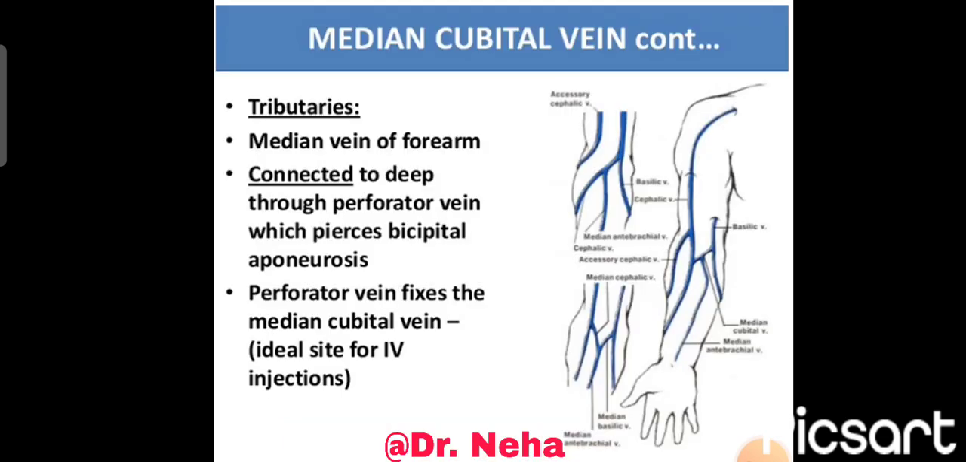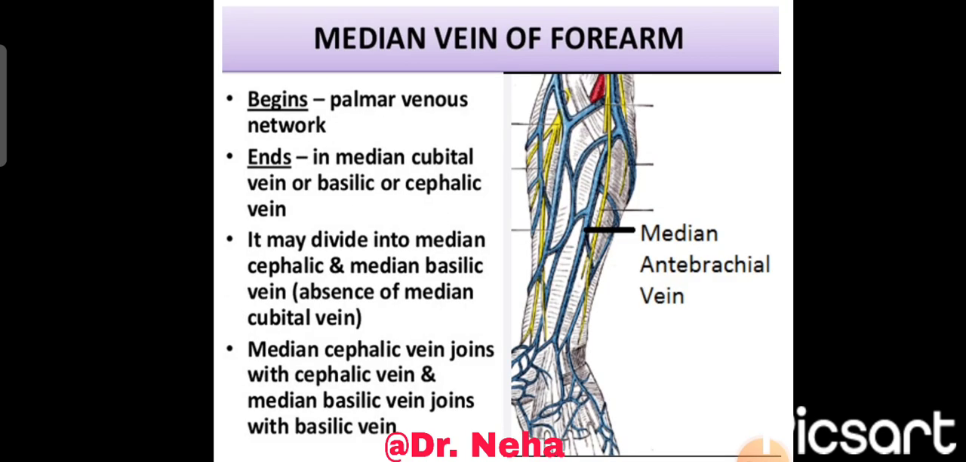This median cubital vein has a tributary, the median vein of the forearm. It is connected to the deep veins through the perforator vein, which pierces the bicipital aponeurosis. This perforator vein fixes the median cubital vein in its position. That is why it is the ideal site for intravenous injections.